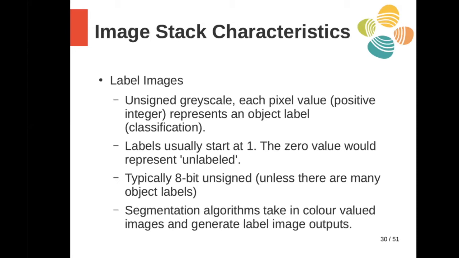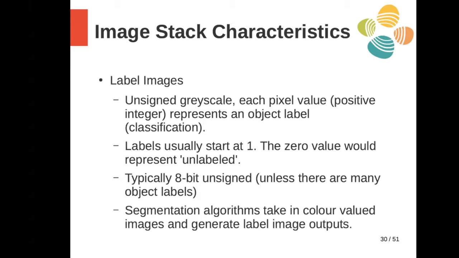Now, one thing to keep in mind: if you only have, let's say, 3 objects in your image stack, they will get numbered 1, 2, and 3. And if you try to look at a label image as if it were an image, it basically looks like there's nothing there, because 1, 2, and 3 are very, very close to black, nearly indistinguishable from black, right? A bunch of very dark values.